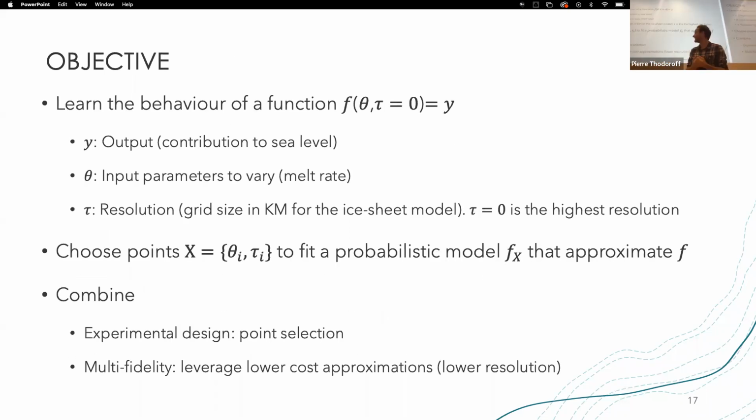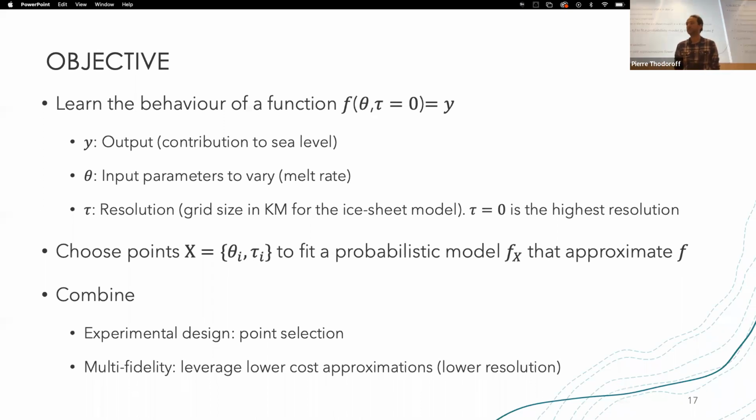Okay, to formalize it a bit, we have a function f we're trying to learn that takes as inputs data, which is going to be some input parameters we want to vary, like melt rate. We have some resolution tau, which is the grid size in kilometers for that ice model. For mathematical convenience, we say tau equals 0 is the best, the highest fidelity. And we have some output y, which is going to be the contribution to sea level that we're going to work with.